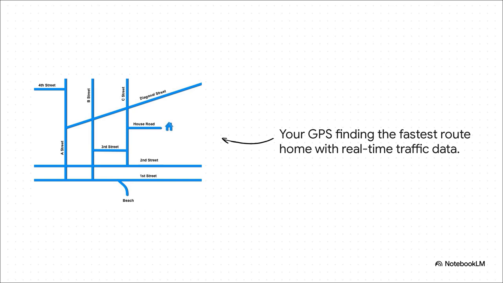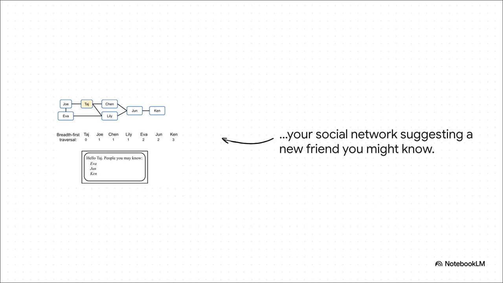So let's start with something we all use every day, your GPS. It takes this insanely complex web of streets, traffic lights, and current traffic jams, and somehow, in less than a second, it spits out the single best path to get you home. Then you've got your social network. It's constantly sifting through literally millions of people. It finds someone who happens to know your college roommate's cousin, and bam, a new friend suggestion pops up.